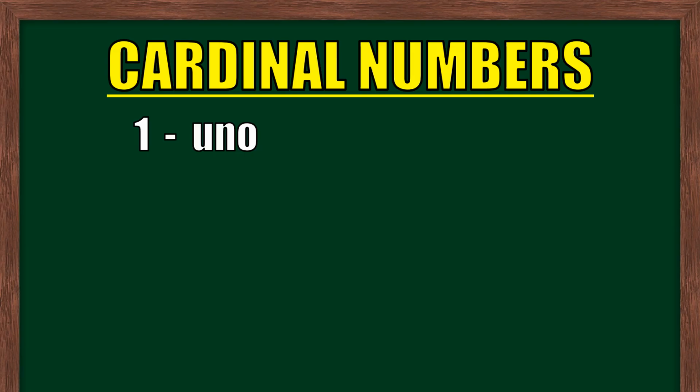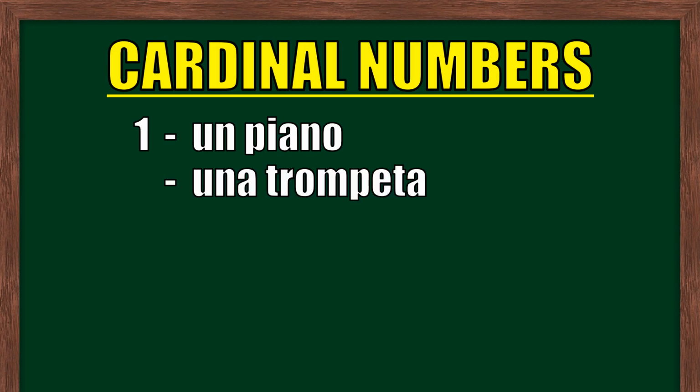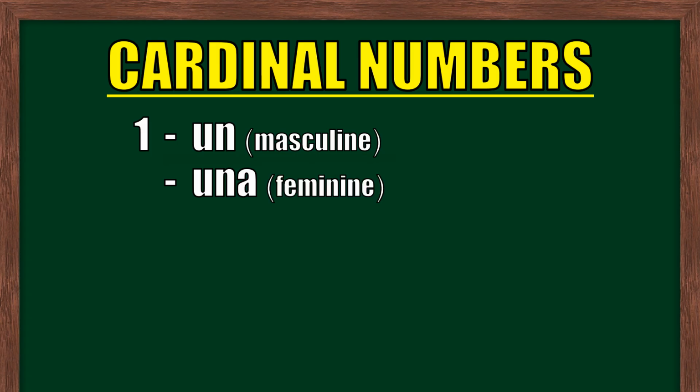Uno, 1. Uno can be masculine or feminine. But when it's masculine, we take off the O and it's just un. So, one piano is un piano. It is not uno piano. It is un piano. But one trumpet would be una trompeta. So for the masculine nouns, we say un, and for the feminine nouns, we say una.